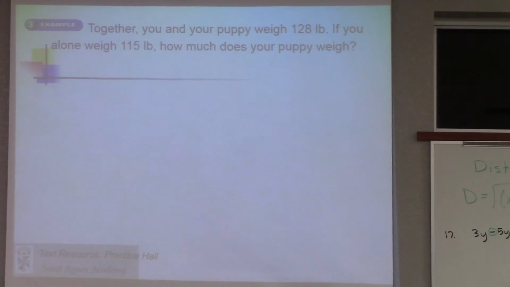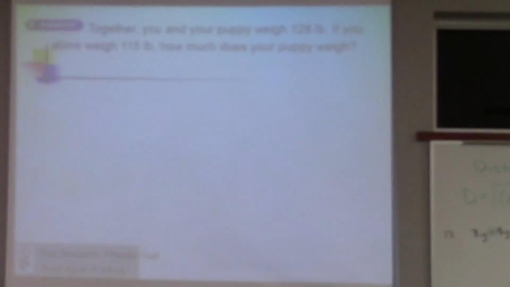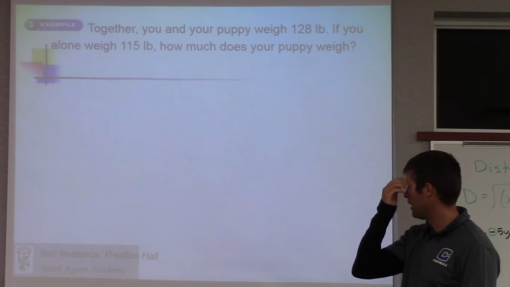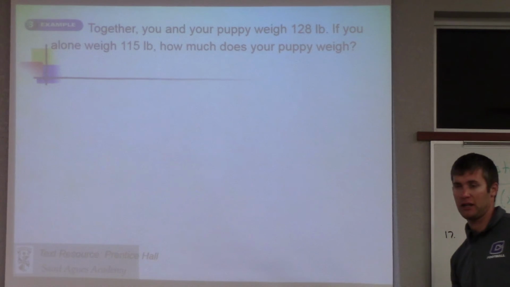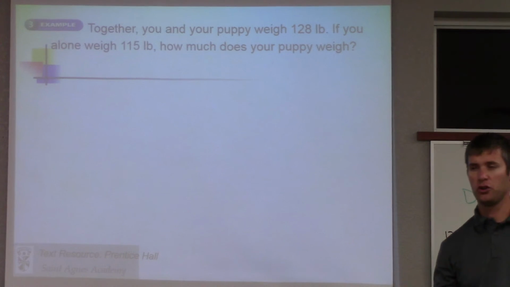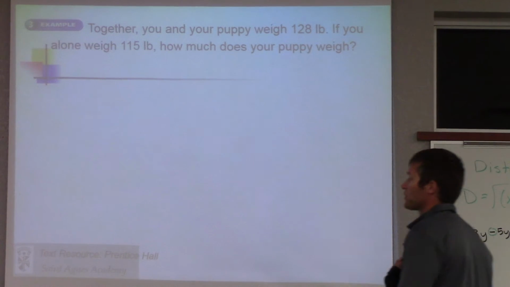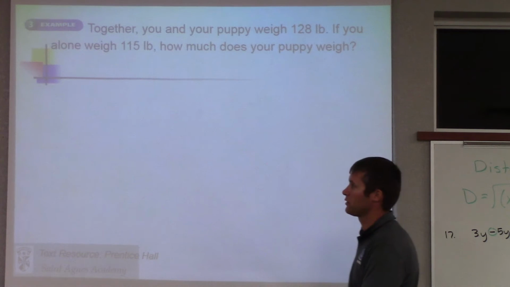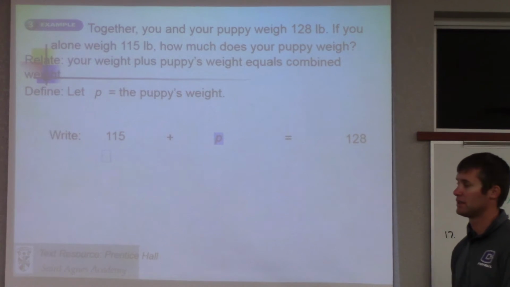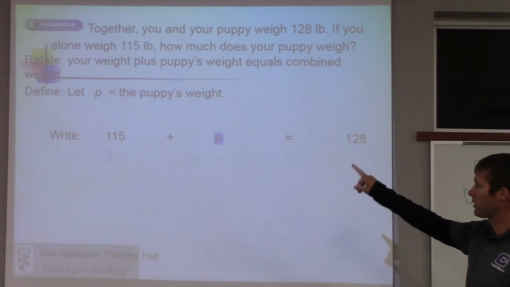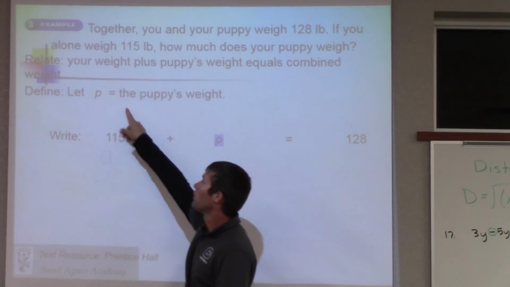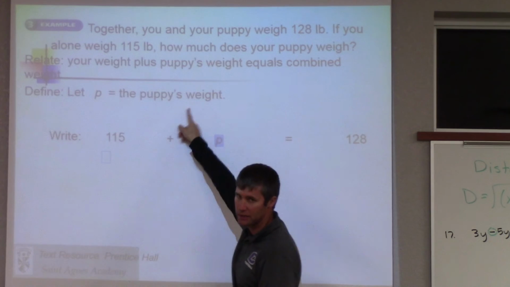Together, you and your puppy weigh 128 pounds. If you weigh 115 pounds, how much does your puppy weigh? We want to write an equation and define the variable. If we think about you and your puppy, two together, we're going to add your weights together, and they should equal 128. So we write it like that: 115 plus P equals 128. What does P stand for? P is the puppy's weight.